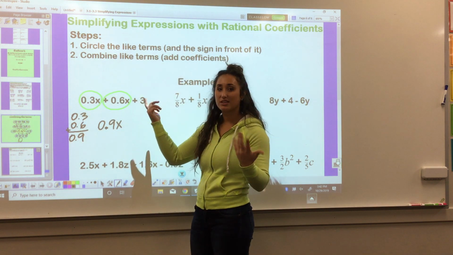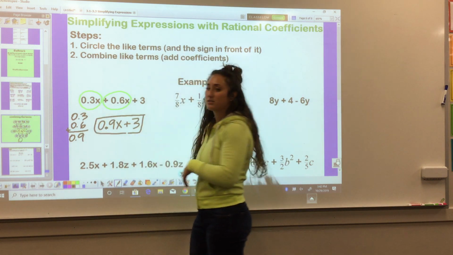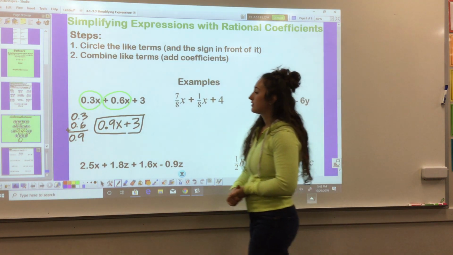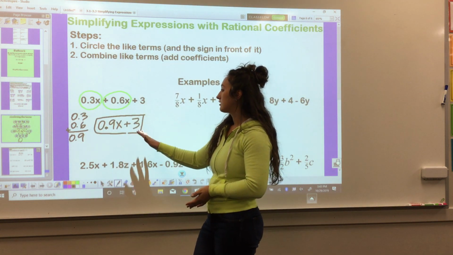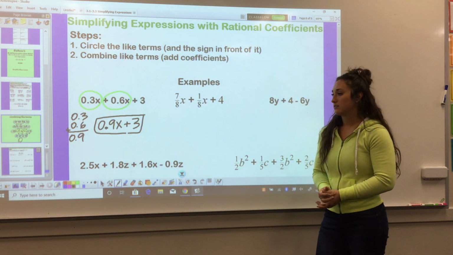And then the plus 3 is just out there on its own. I can't combine it with anything. So that's just plus 3. So then final answer, 0.9x plus 3.